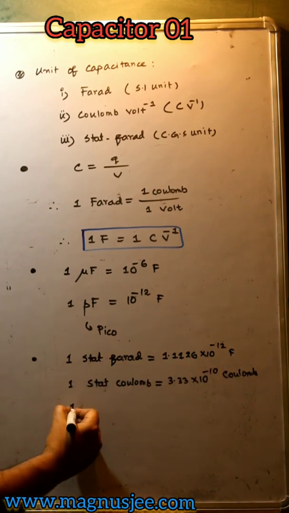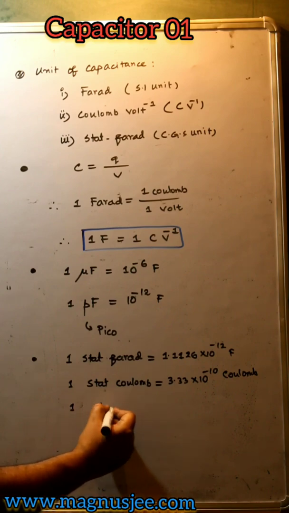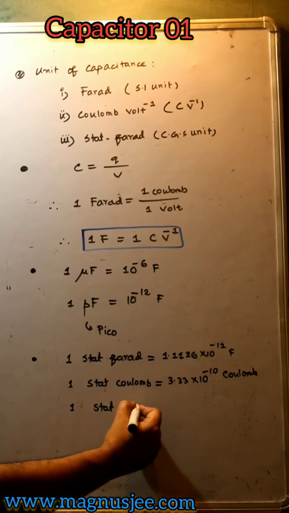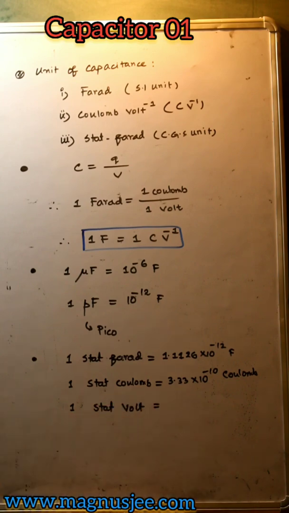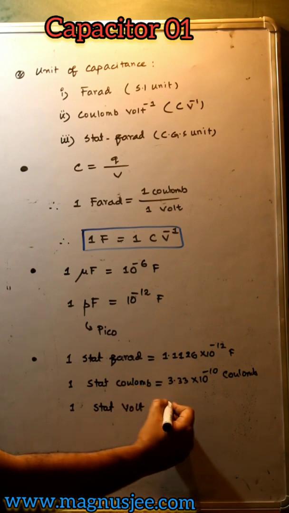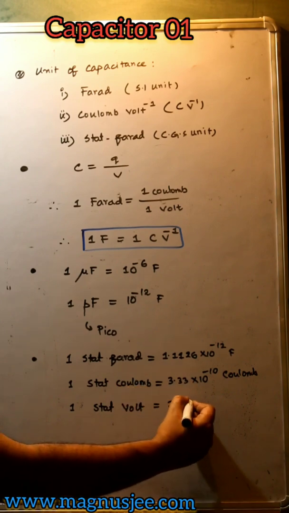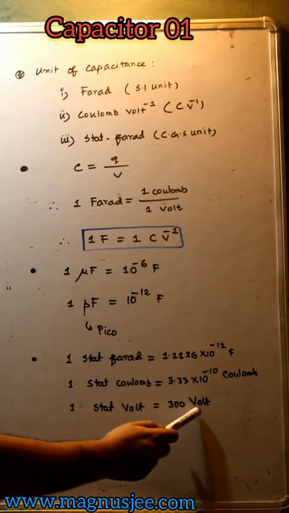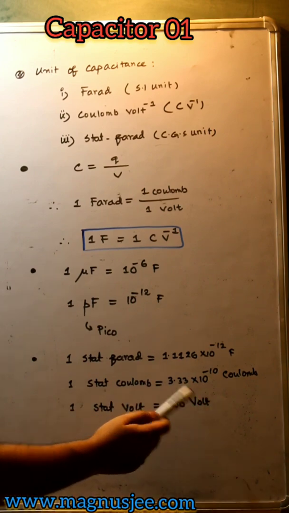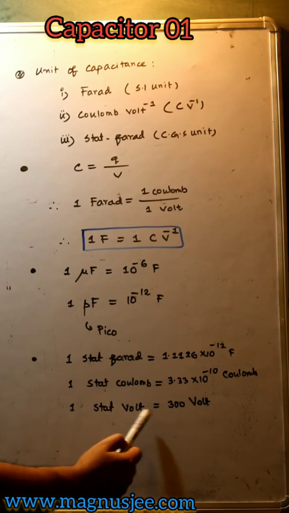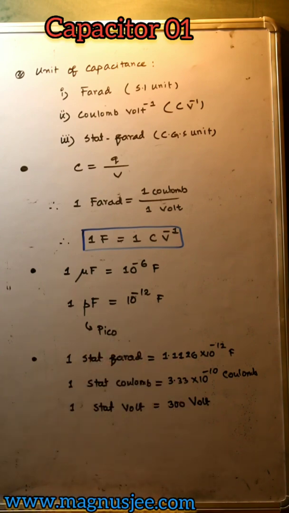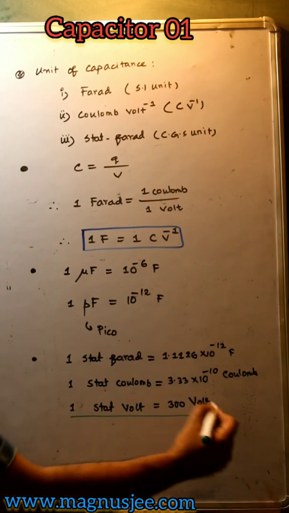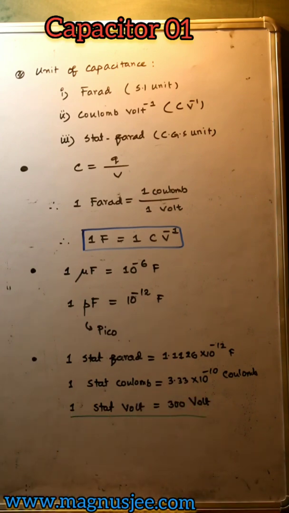And the relation between stat volt, which is the CGS unit of potential or voltage, and volt has a different character. In this case, volt will be less than stat volt. Though volt is the SI unit, it is less than stat volt, because 1 stat volt is equal to 300 volt, and that is also important.